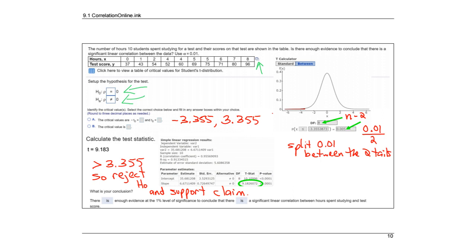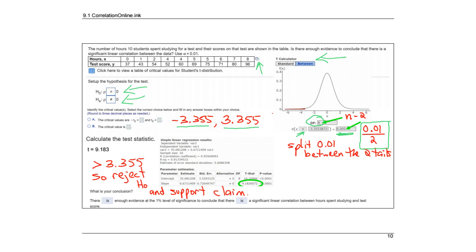Alpha was 0.01. So remember, we have to split that 1% into both tails because this is a two-tailed test, because it's not equal to. And so I came over here and used my T calculator. My degrees of freedom was n minus 2, which was 8. I was doing my left tail first, and I put 0.5% in for the area. That gave me my critical value on the left side of negative 3.355. And then because of symmetry, I know that the positive side is 3.355.